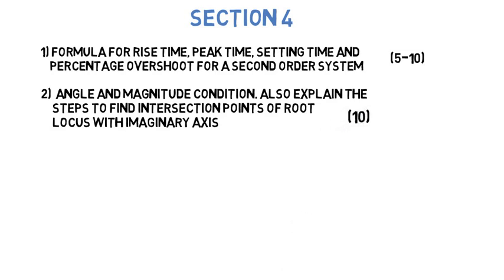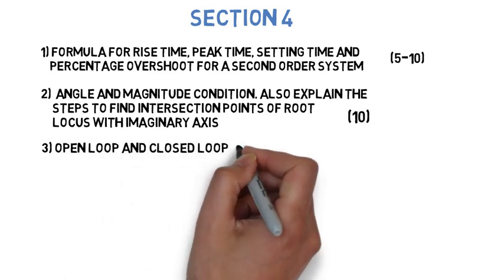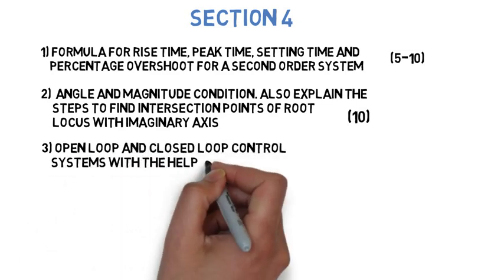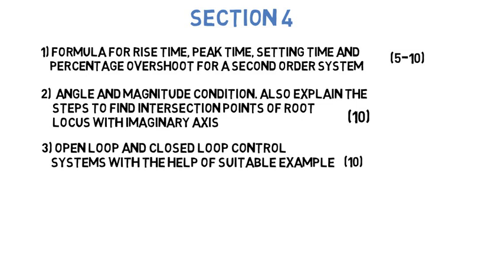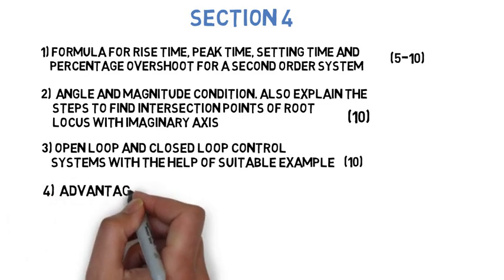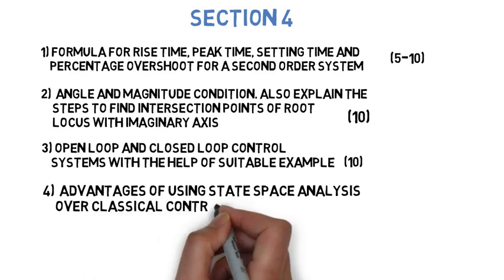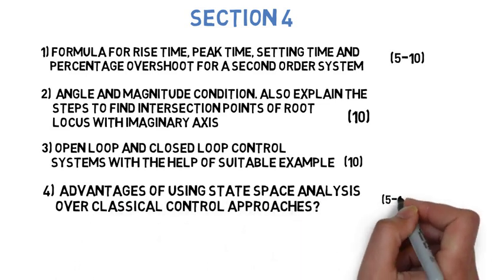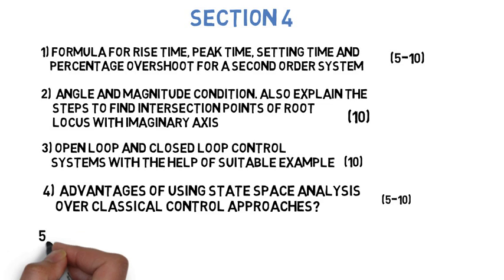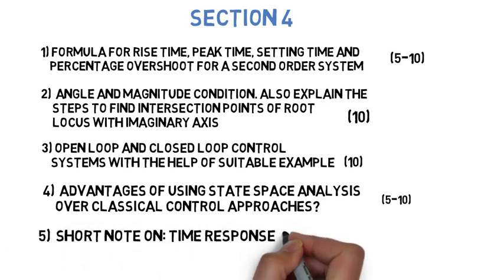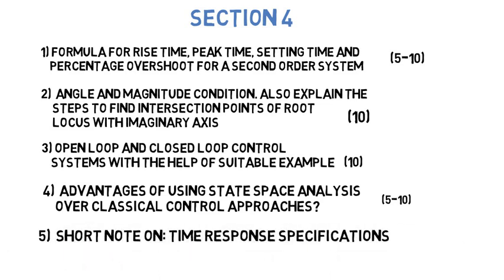Next question is compare open loop and closed loop control system with the help of suitable examples. This can come for 10 marks. Next question is write advantages of using state space analysis over classic control approaches. This can come for 5 to 10 marks. And the last question is write a short note on time response specifications. This can come for 5 to 10 marks.